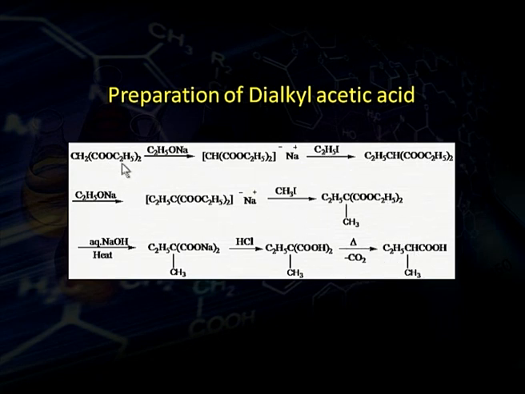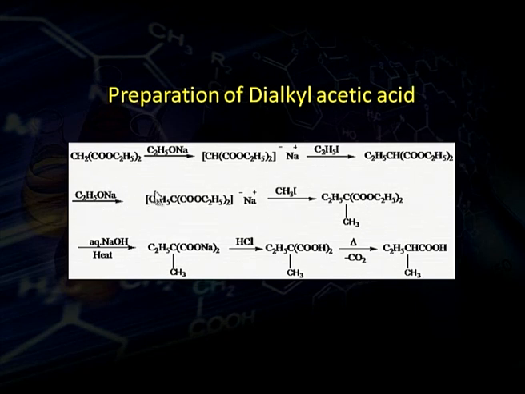So, when this malonic ester is treated with sodium ethoxide, it forms sodium salt of malonic ester. Upon treatment with alkyl halide, sodium iodide is removed and the ethyl group is substituted. Now, this compound still contains one more acidic hydrogen which can be removed upon treatment with base sodium ethoxide.